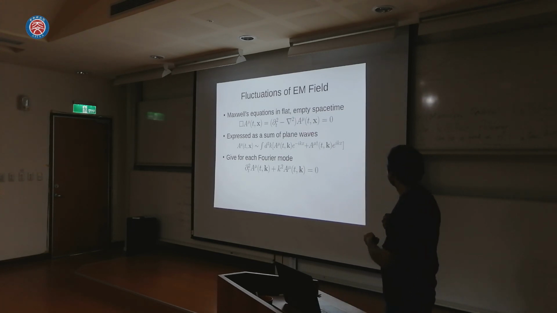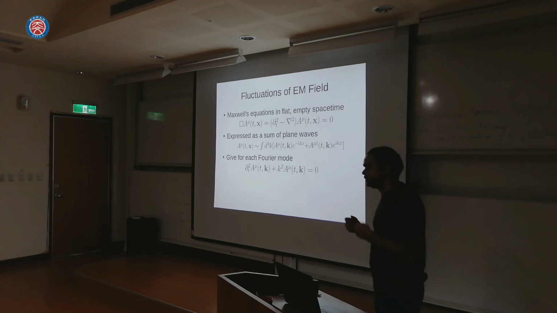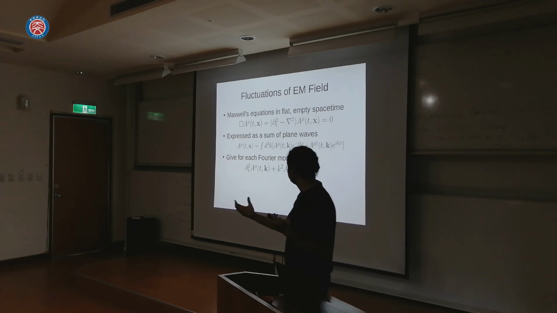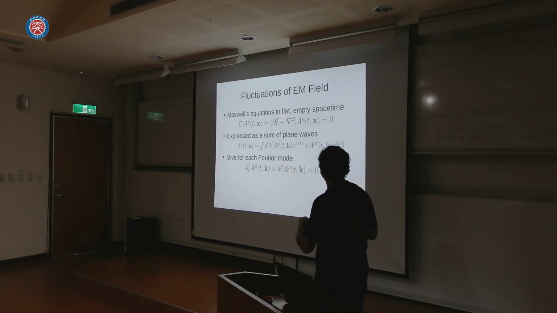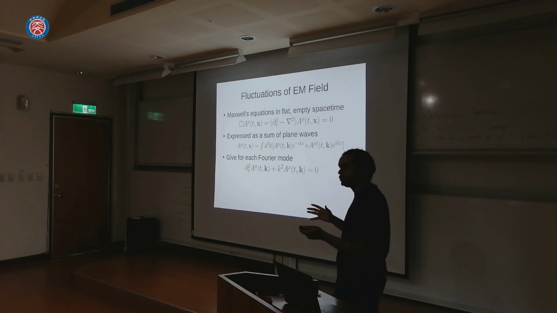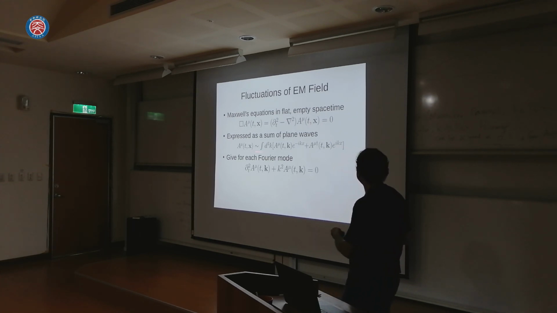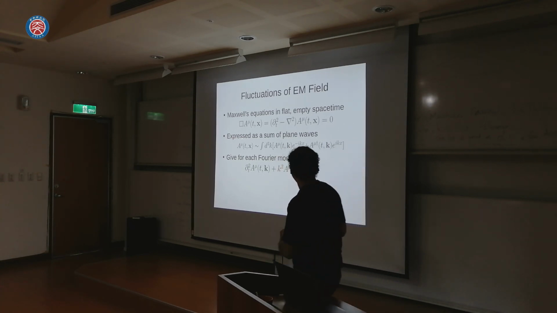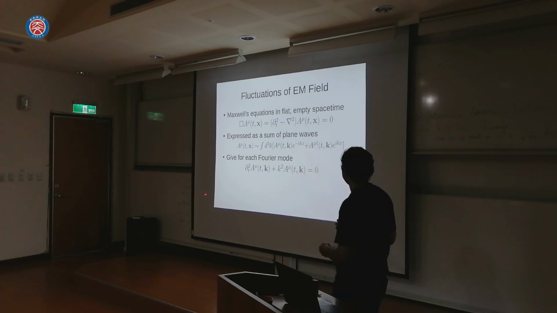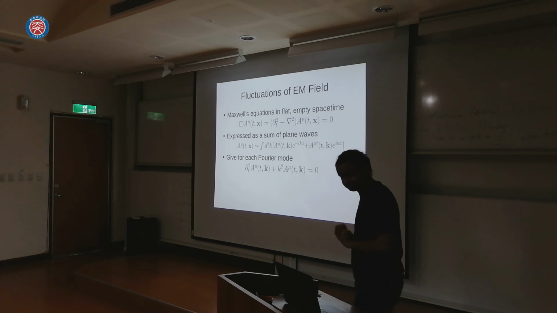As you can see, this equation is linear in A nu, which essentially represents that photons do not interact with each other. So there are no interaction terms. To solve this equation, we can expand A nu as a sum of plane waves, which is shown here. This is just a Fourier expansion. Then if we put this back in here, we find that for each Fourier mode, this equation holds.